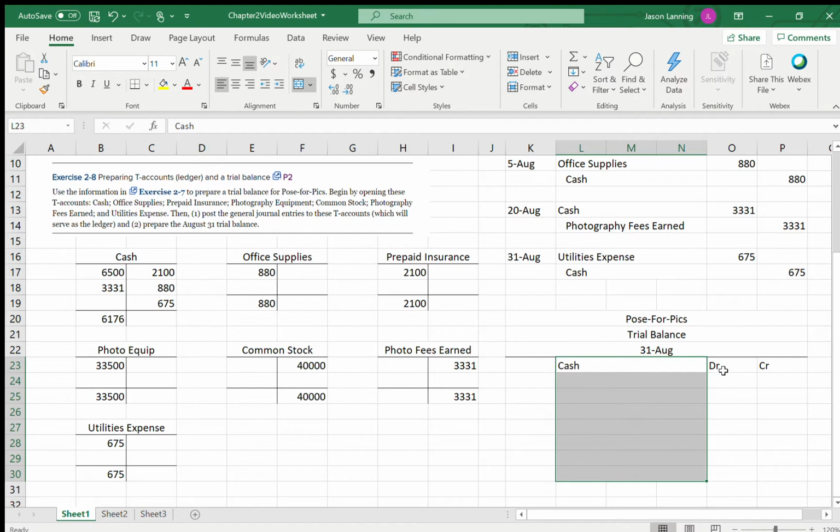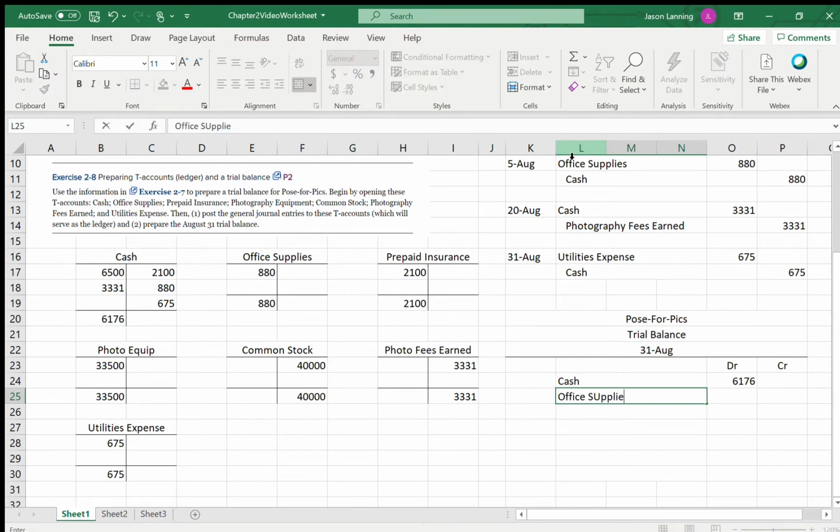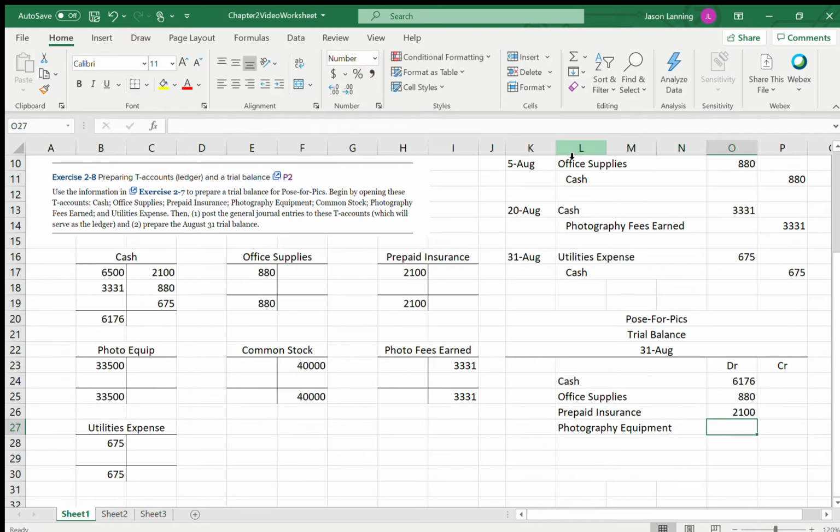We know from our T accounts the balance in our cash is $6,176. Let's not put it there. On the credit side, or debit side, I'm sorry, debit side. So 6,176. Our next account, office supplies, and this has a balance of $880. Next we have prepaid insurance, and this is $2,100. Then we have photography equipment, for a debit of $33,500. Then we have common stock, a credit of $40,000.